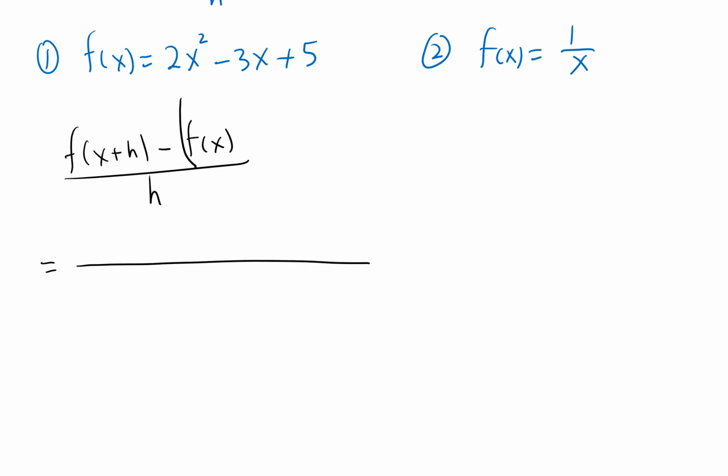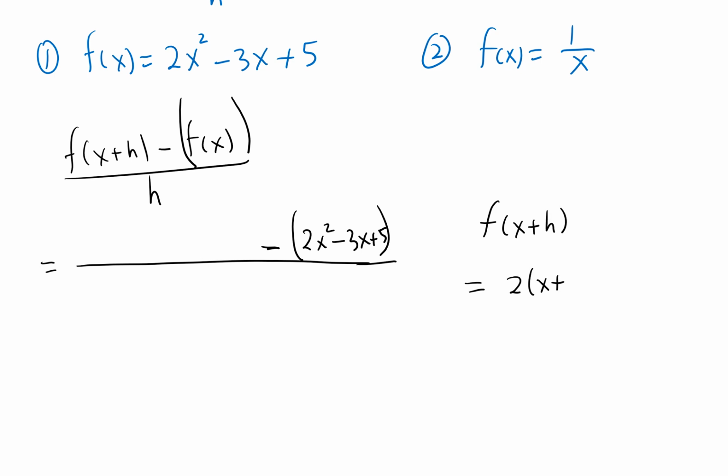Don't forget there's a parentheses here. So there's a minus parentheses, which is the function itself, 2x squared minus 3x plus 5. Now for f of x plus h, if you'd like to find it on the side, you replace every x with x plus h. 2 times x plus h squared minus 3 times x plus h plus 5.